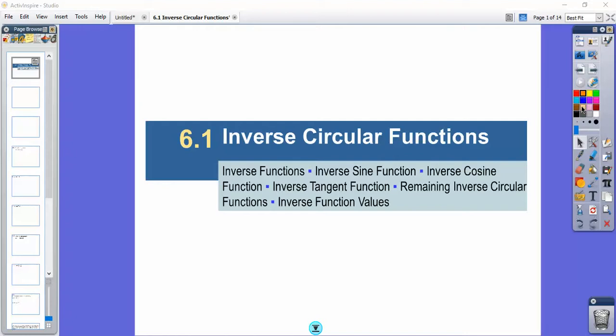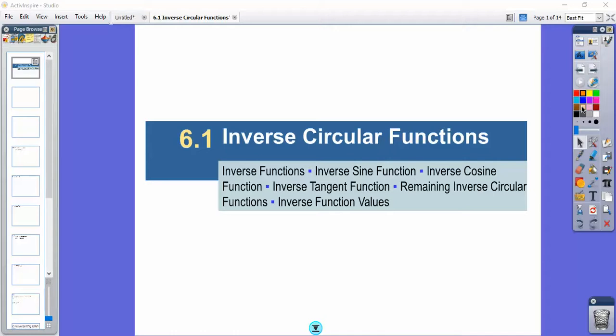We are into chapter 6 now. And the very first thing that we need to talk about in chapter 6 is an inverse trig function. You have dealt with inverses in our algebra classes. Algebra 2, college algebra, pre-calculus algebra, whichever one you took. You found inverses of things.